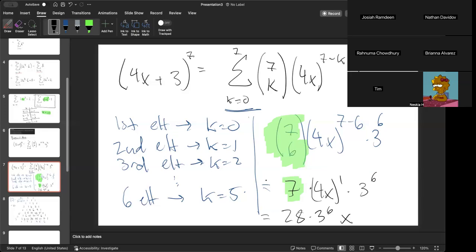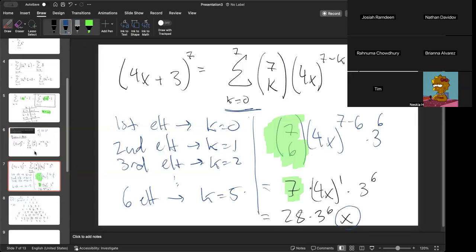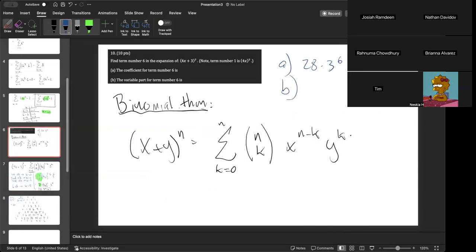You can figure out what the answer is. And then the way that you would answer this question is you'd say, okay, the coefficient for term number 6 is the value of 28 times 3 to the 6th. Again, you can just plug into your calculator. It doesn't matter. The variable part is, well, let's see. Oh, the variable part is just x. So I would say that the answer is x. Okay. Are there any questions?